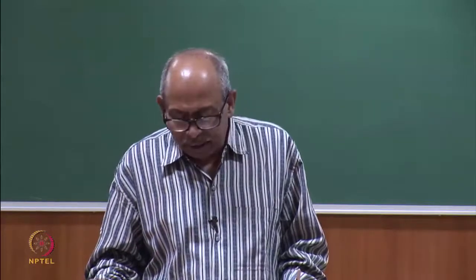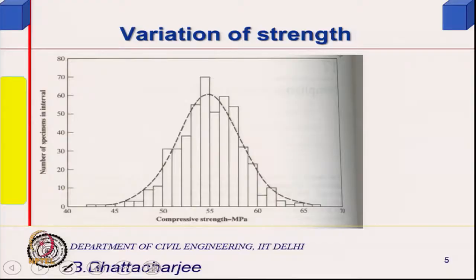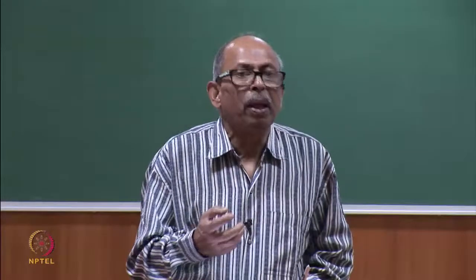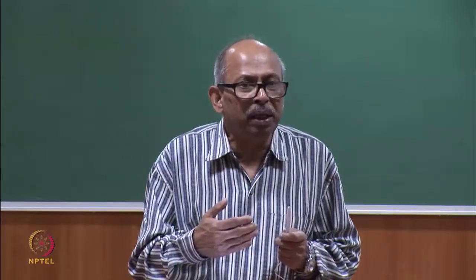Now, we have seen that strength variation would be something like this, if I do a large number of tests. For example, in this particular case, compressive strength varies from 42 to 67, and there are a large number of data here. It is practically a population, and since the concrete strength is a function of too many factors, many uniform distributions might make it a normal distribution.